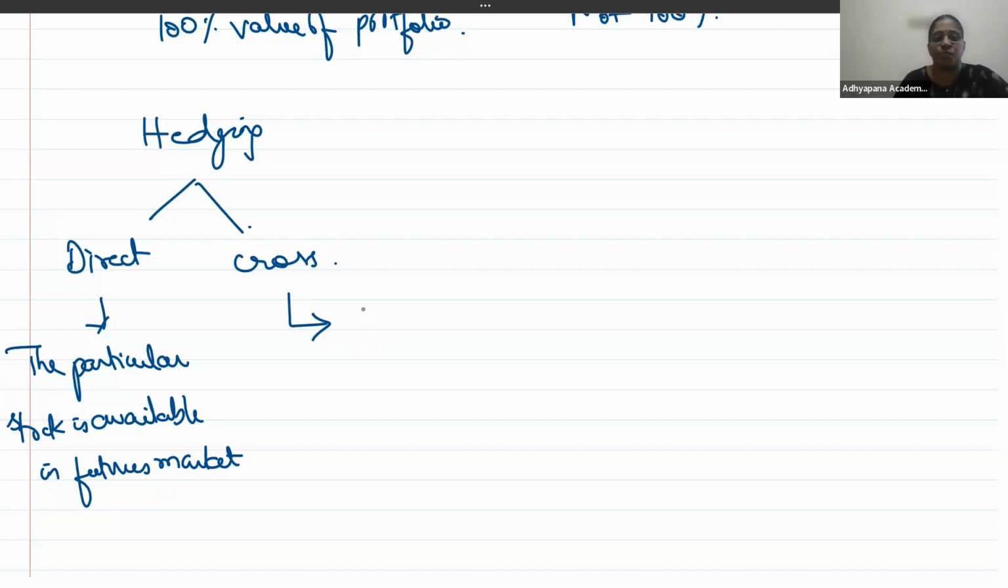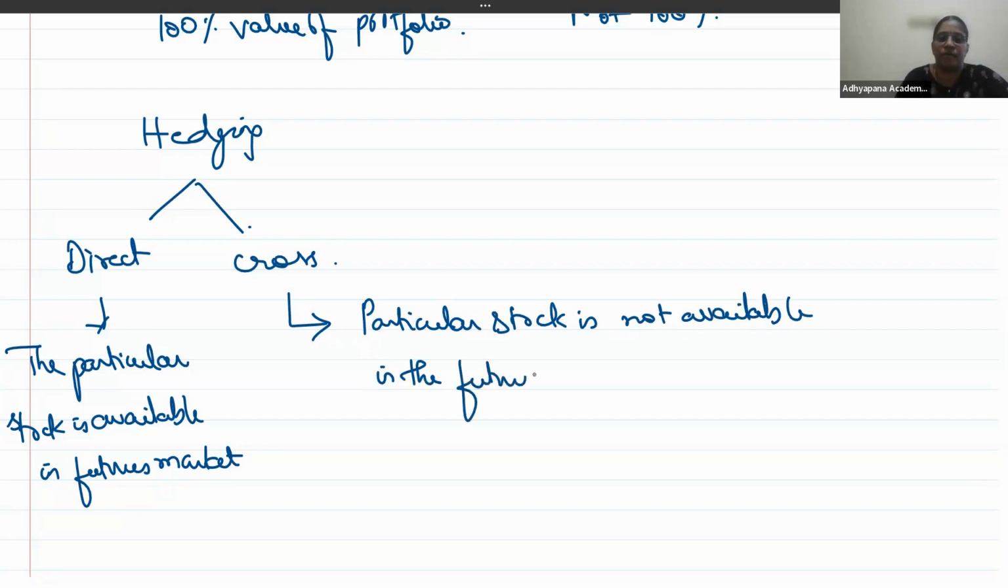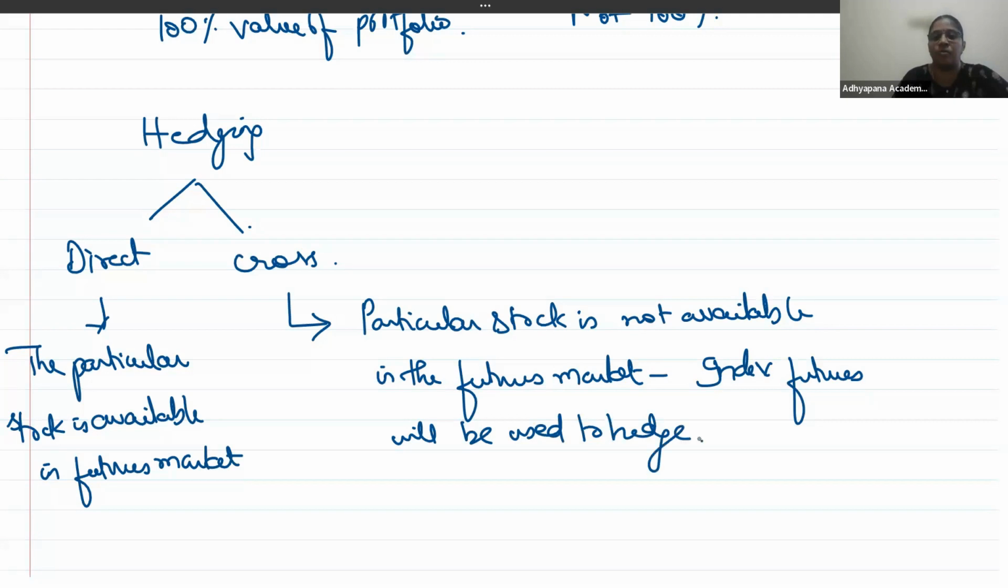Okay. Cross hedge means the particular stock is not available in the futures market, in which case you will use index futures to hedge. Well, these are all in-depth topics of futures. Let us do the basics today.